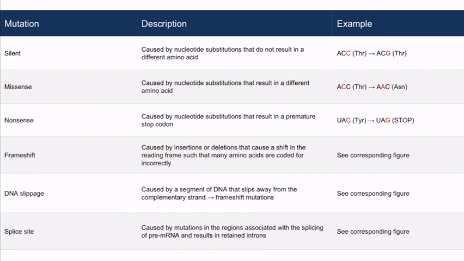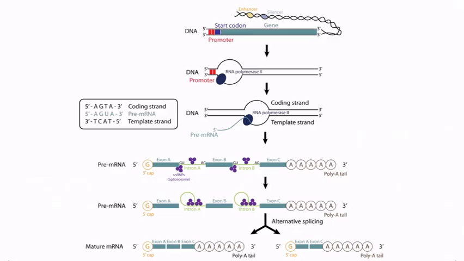Okay, the final topic for this video will be splice site mutations. These are caused by mutations in the regions associated with the splicing of pre-mRNA. This results in retention of introns that would otherwise be removed. This is an overview figure of transcription, which we discussed in section 3 of molecular biology.